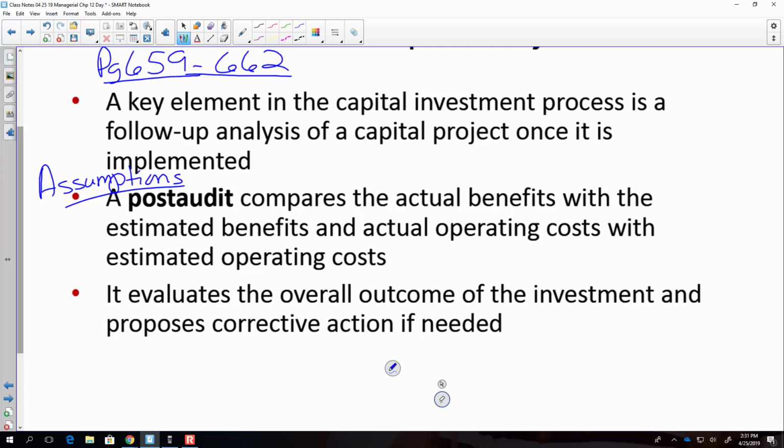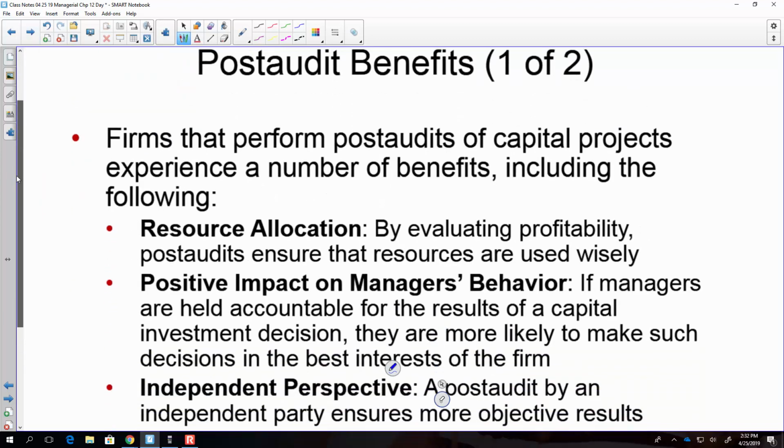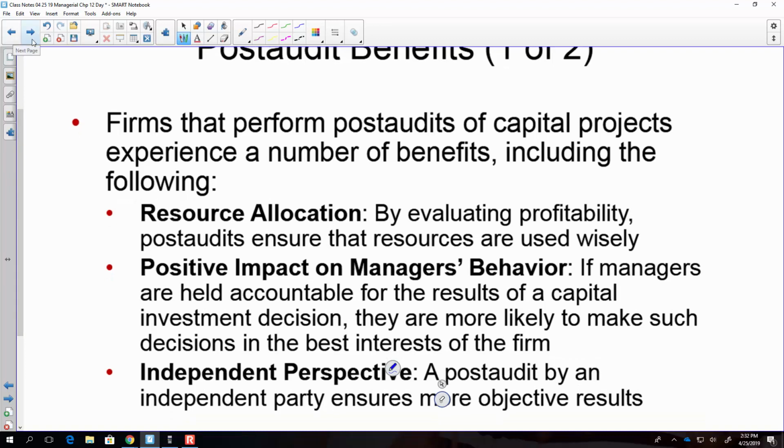So that's what post-audit means, is to verify, hey, did we look at the right things when we thought about this project? Did we actually have a pretty good handle on what it would cost us and the benefits generated from this investment? So that's what post means, after, right? After the investment is done, how good were our predictions? So know that. And then it talks about benefits and, again, costs with this post-audit. It's very expensive.